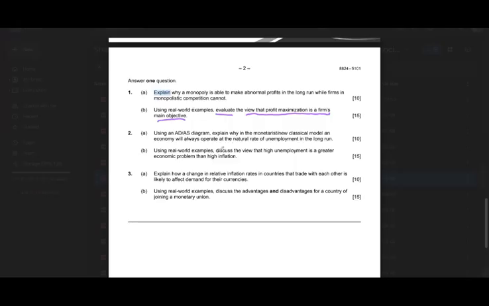Other than that, here we have discuss for the 15 mark questions. Here as well, you don't necessarily have to put your judgment or opinion, but in a situation where you're asked to discuss, you definitely want to argue both positives and negatives, or advantages and disadvantages, and essentially critically analyze the topic. In this case, the view that high unemployment is a greater problem than high inflation, or in this case, the advantages and disadvantages of joining a monetary union, right?